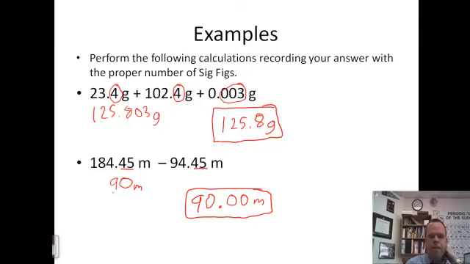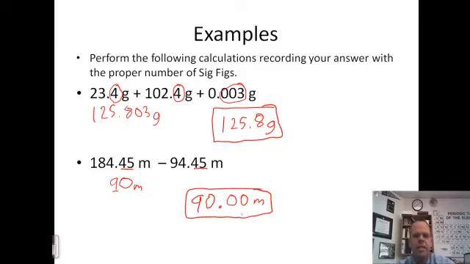If we'd left it as 90 meters, we'd have been saying it was very imprecise, somewhere between 0 and 100, and we guessed 90. Here we're saying much more precise, somewhere between 89.99 and 90.01, and the estimate is 90.00.